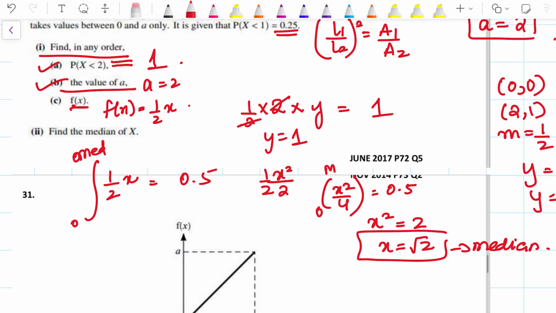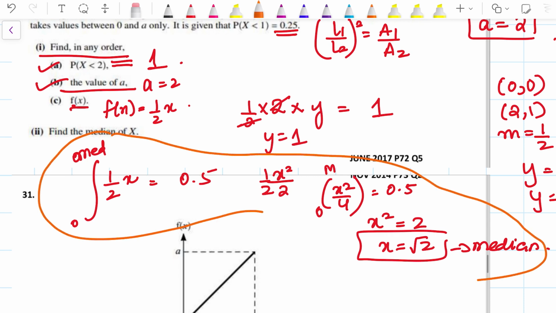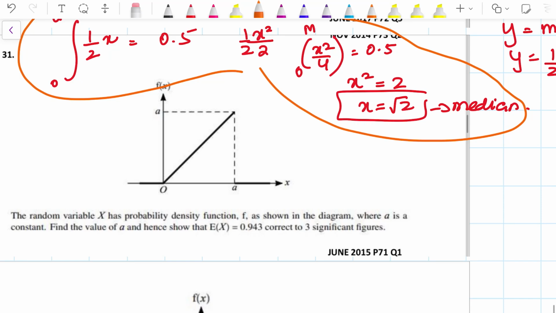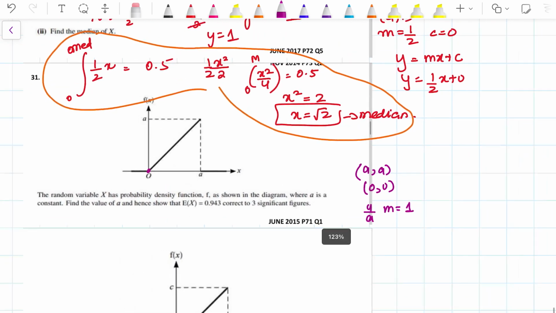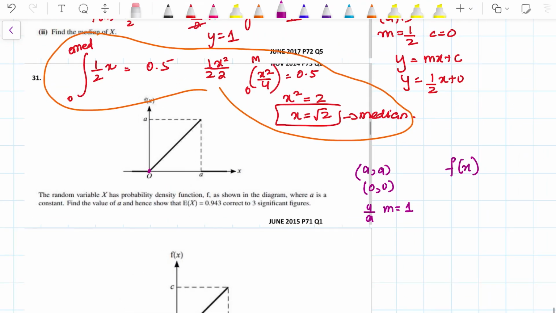If you have any questions, you don't understand how I found the median, you can discuss it with me once again. So this is the median working. Sorry, it's overlapping with my next question. Okay, find the value of A and show that the expectation is this. Okay, so we know it's A comma A and it passes through 0 comma 0. A upon A, the gradient is 1 and the intercept is C. So the function becomes y equals mx plus c. The gradient is 1, c is 0, so it just becomes x.